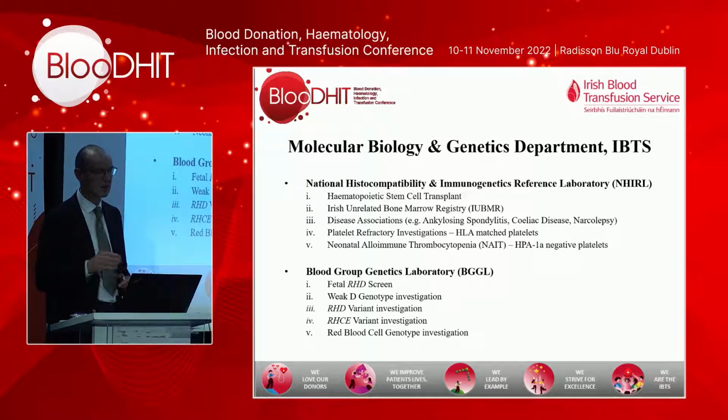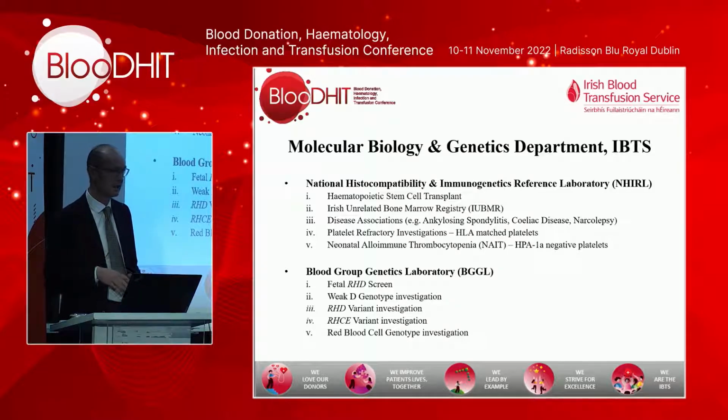Platelet refractory investigations then. So in terms of patients who are refractory to random pooled platelets, we'll investigate for HLA antibodies. All our apheresis donors are HLA typed for A and B. Then if the patient has those specific antibodies against the platelet antigens, we'll ensure that we select the apheresis donors based on the antigens matching. We also do neonatal alloimmune thrombocytopenia investigations, where again, all our platelet apheresis donors are human platelet antigen typed. So again, on the shelf every day, there will be HPA-1a negative platelets.